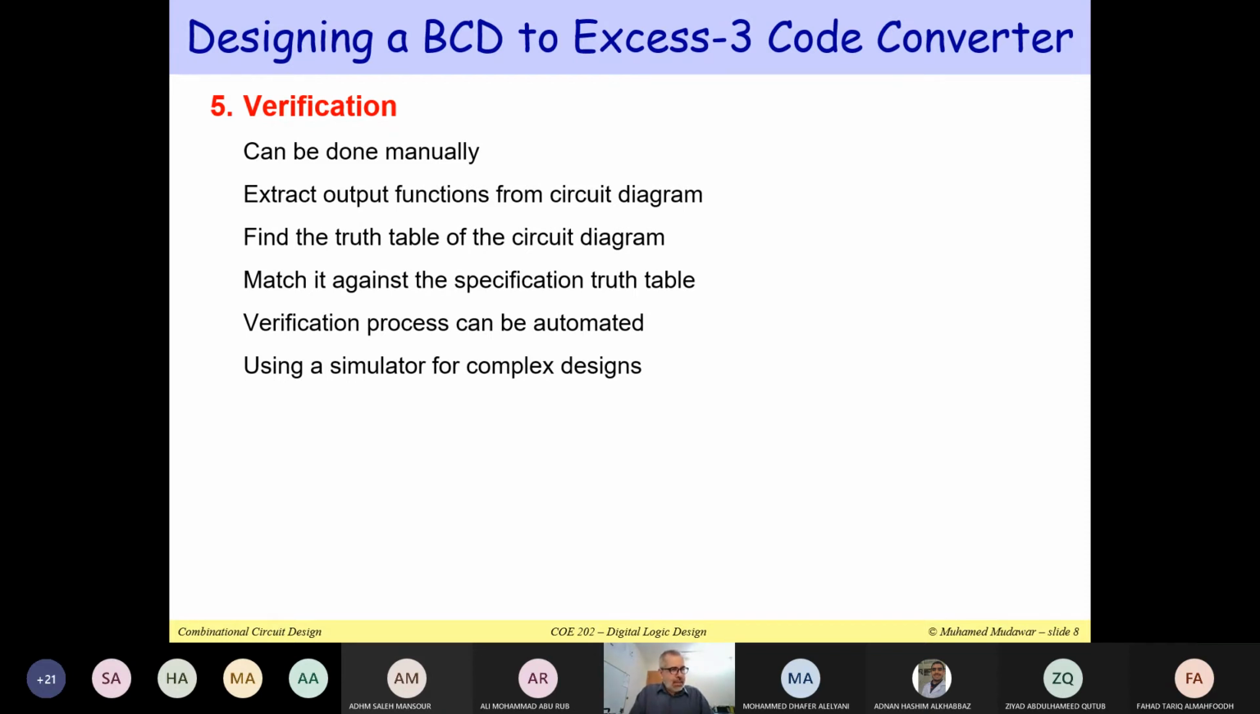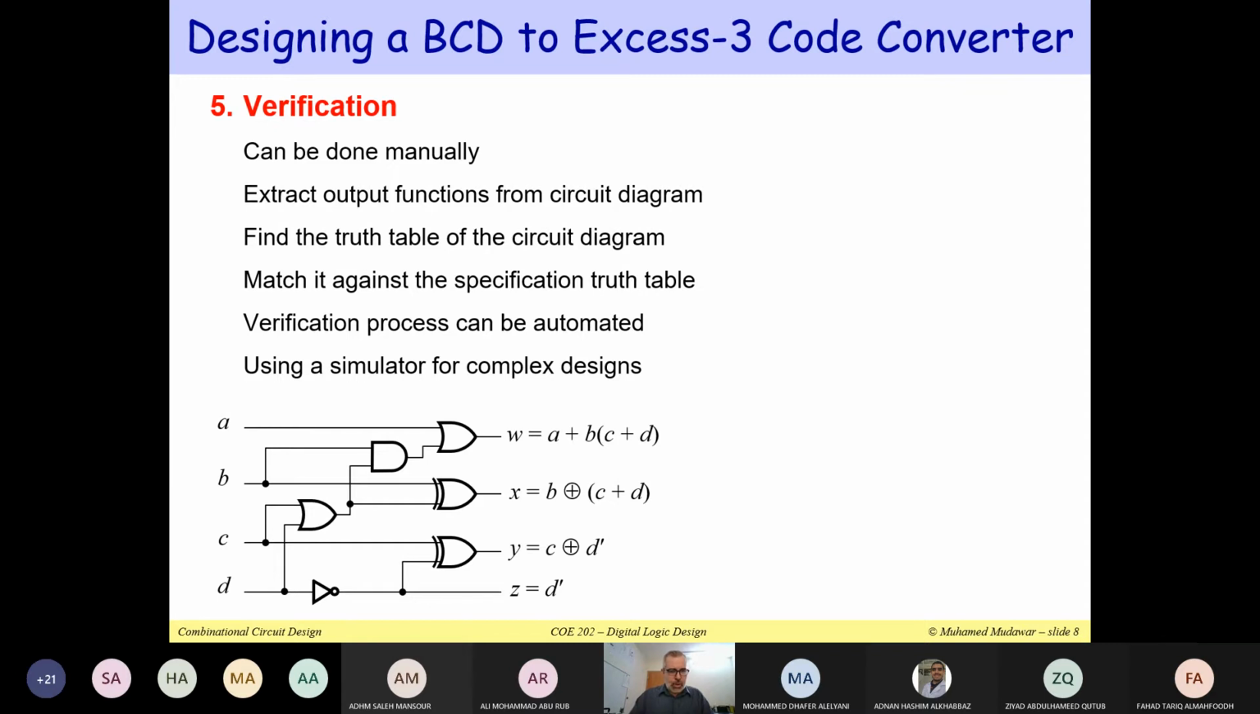You can also use a simulator. You can describe your circuit in Verilog and use a simulator to simulate your hardware description. You can observe the output and the waveforms. If they match the output in the truth table, then the circuit is performing correctly. So basically, you have verified the correctness of your circuit.